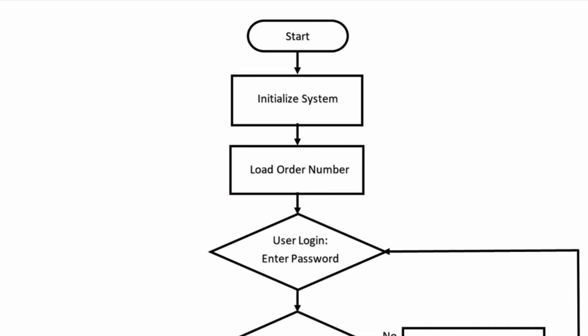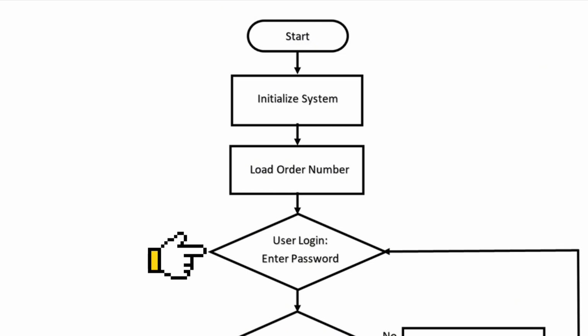The flowchart represents a step-by-step process for the self-ordering system. It begins with system initialization, where the LCD, keypad, buzzer, and EEPROM are set up. During this phase, the system retrieves the last order number from EEPROM memory to ensure continuity between each session. If the retrieved value is invalid, the order number will be reset to 1.